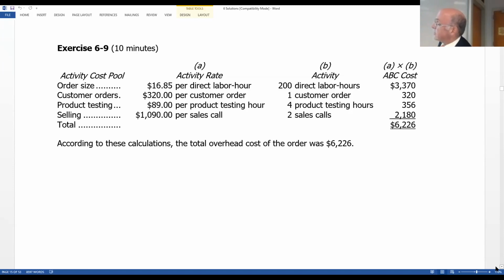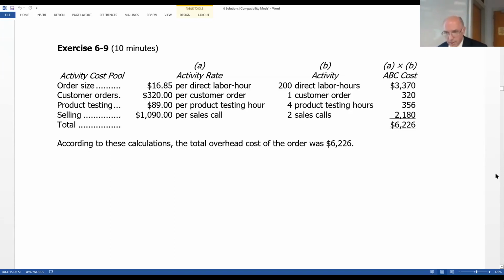The activity rate, again, the order size, $16.85 per direct labor hour times 200 direct labor hours, $3,370. And the customer orders 320 times 1. Product testing 89 times 4, and selling 1090 times 2. So 6,226. Again, easy conceptually. It's just you have to figure out what number to multiply by what number, and then you have to add them. That's it. Questions about that one? No?